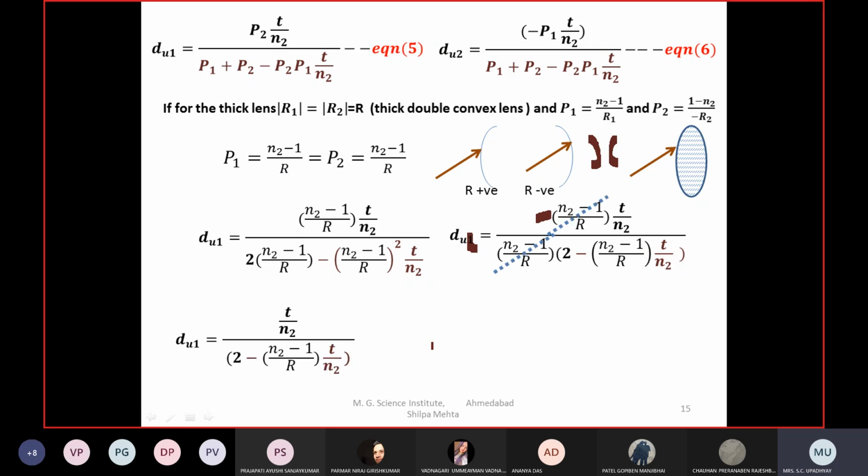So ultimately we get du1 is equal to t upon n2 in the bracket twice minus n2 minus 1 upon r into t upon n2. And similarly, if we carry out all this calculation again, we get the position of the du2 and du2 equal to minus t upon n2 in the denominator twice minus n2 minus 1 upon r and then multiply by t upon n2. તો આ છે position.